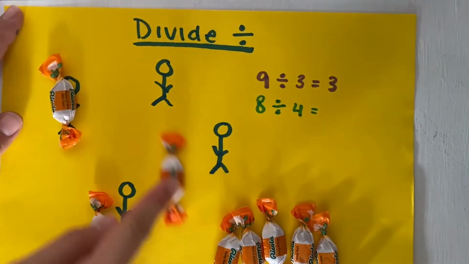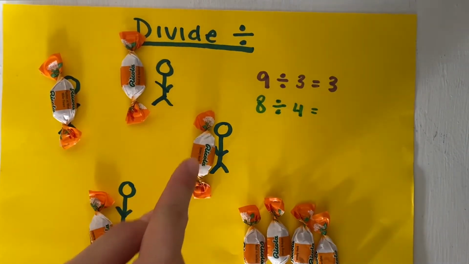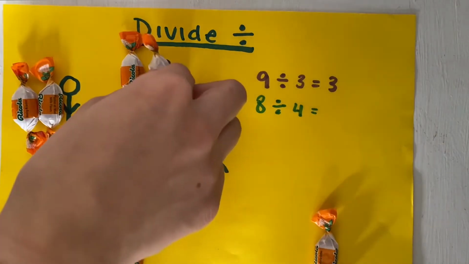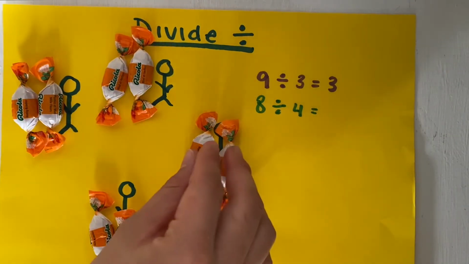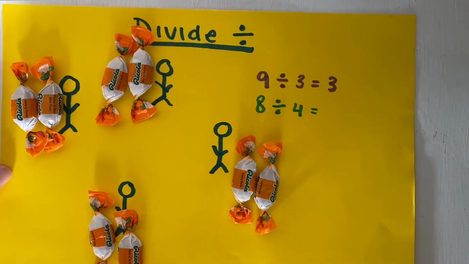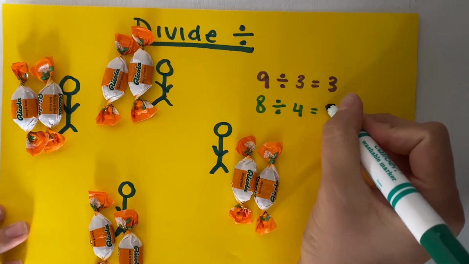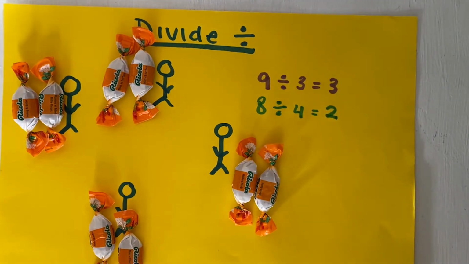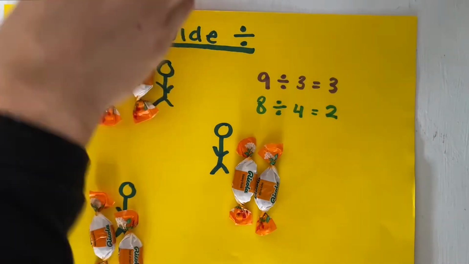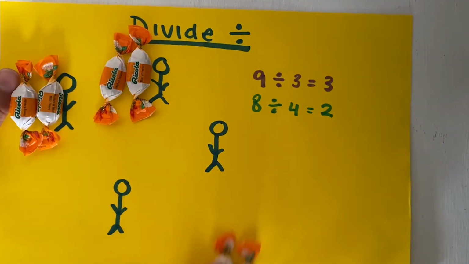1, 2, 3, 4. 1, 2, 3, 4. And that means that after we check and make sure they all have the same amount, they all have 2. That means that each person got 2 pieces of candy, which means that 8 pieces of candy divided between 4 friends equals 2 pieces of candy per friend. So that is just a quick and easy way to do it.